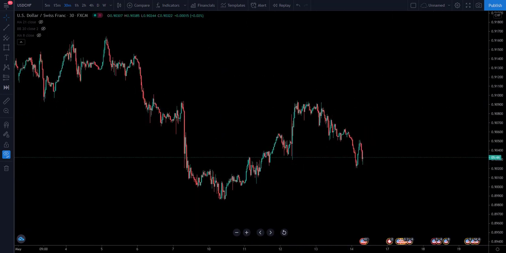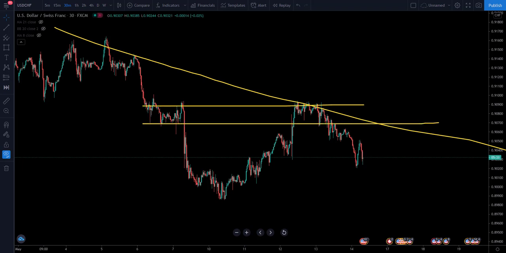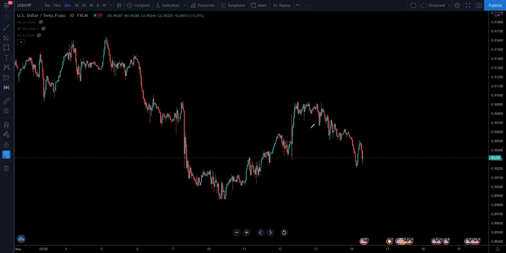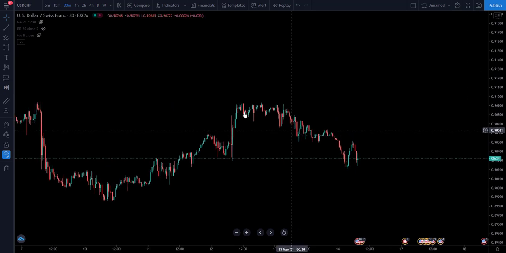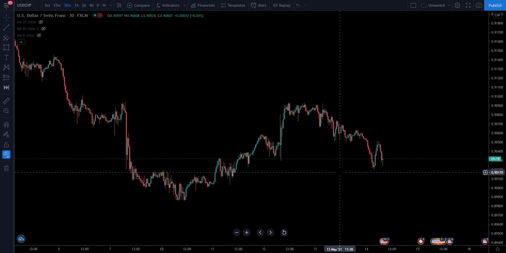So let me draw this for you. So we have something like this, all right? And here we had a clear resistance, a clear support. Can you see that? Now let's take a closer look to see what we had there. So right here, when the price touched the trend line, it was clearly the moment when the price was going to keep coming down. All right.